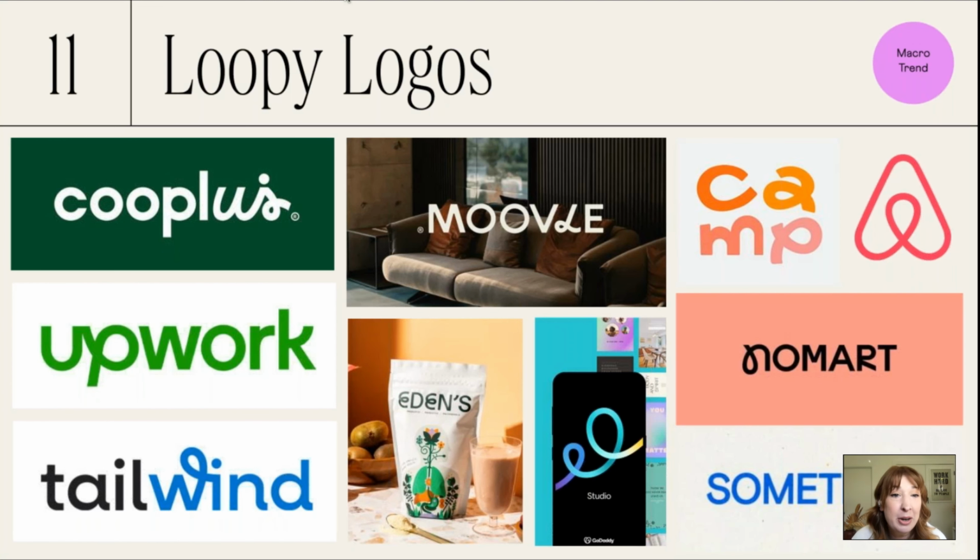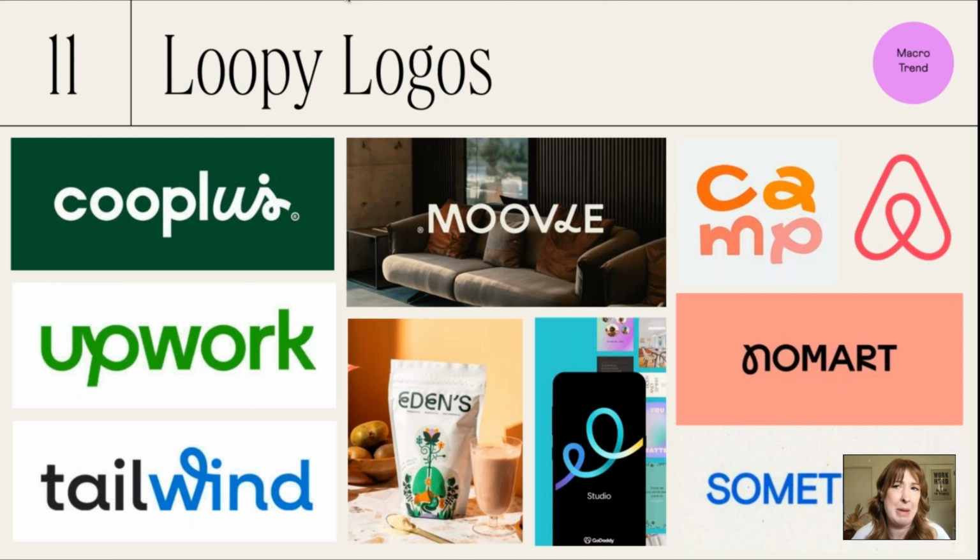Trend number 11, loopy logos. I kind of think that maybe this started with Airbnb, but I could be wrong. But there's this idea of having a fun little flair in the logo, and even doing it in a word mark or in a symbol. The word mark is usually maybe one letter has the little loop happening to it, or maybe two letters. Things like GoDaddy Studios really leaning into that for their logo mark. And of course, Upwork having their UP ligature with the little swoop loopy loop thing happening too.